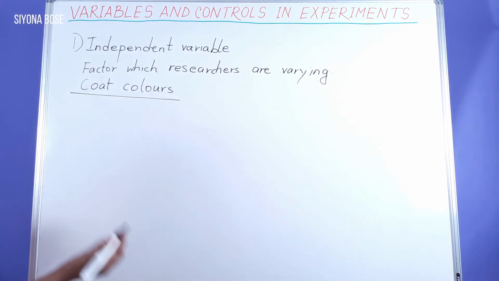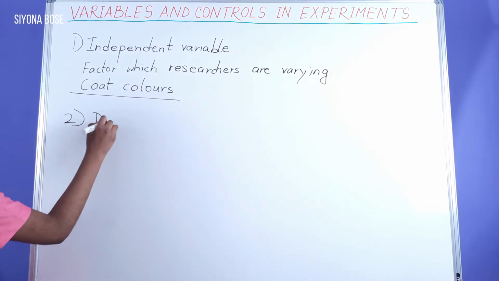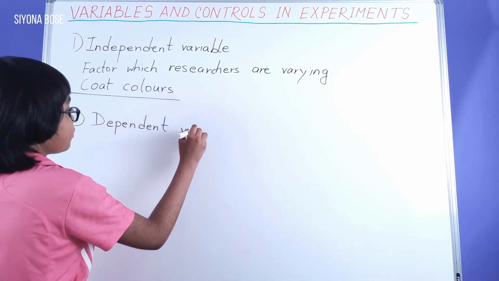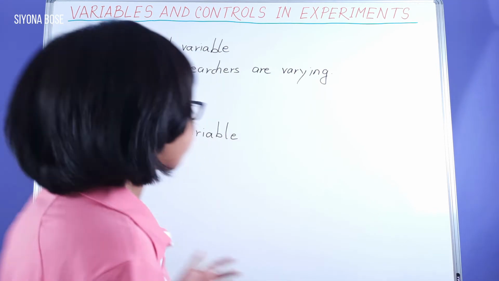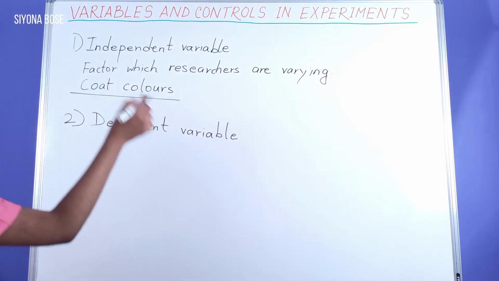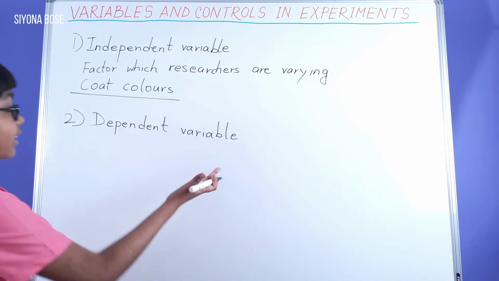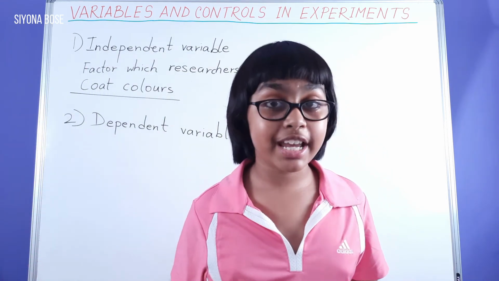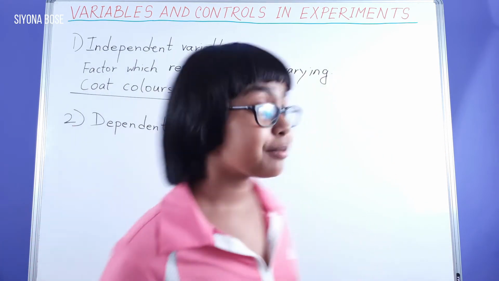Now, the next type of variable is the dependent variable. The dependent variables are the factors which rely on the independent variable. Here, the independent variable is the coat color. As we manipulate the coat color, we can get the other variables which are based on the coat coloration, like the rate of predation. In this case, the dependent variable is the rate of predation on the mice.